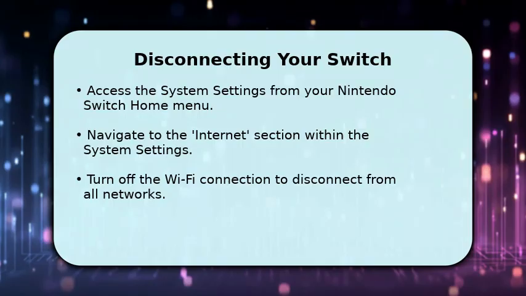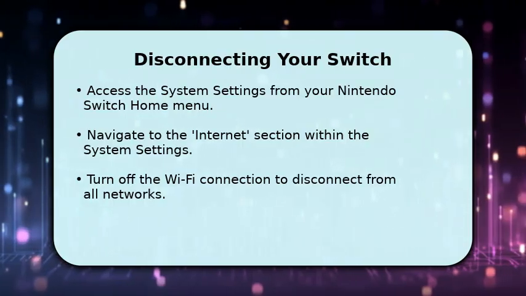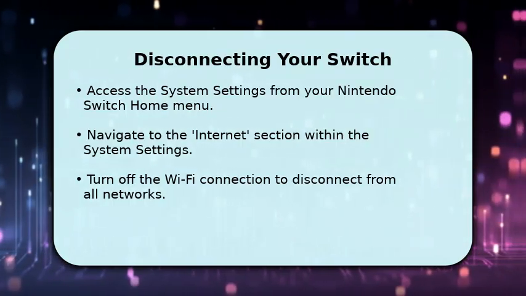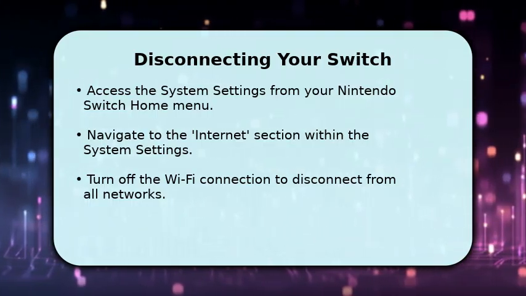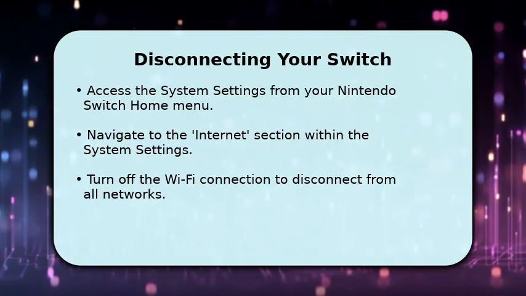Now, let's disconnect your Nintendo Switch from the internet. Go to your console's system settings from the home menu. Scroll down and select the internet option. Here, you can simply toggle off the Wi-Fi connection.